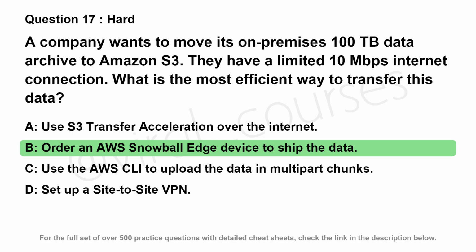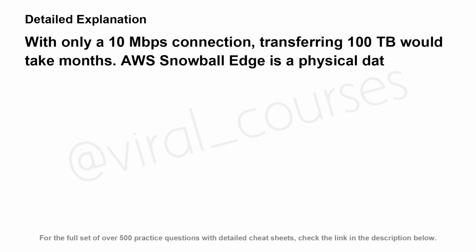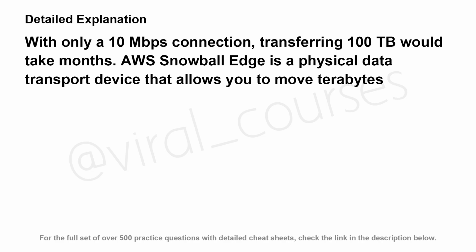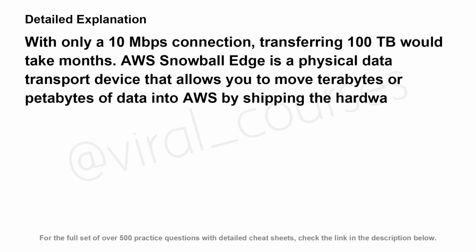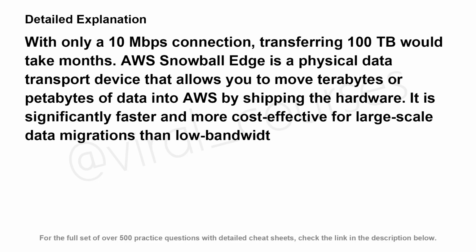The correct answer is B. With only a 10 megabits per second connection, transferring 100 terabytes would take months. AWS Snowball Edge is a physical data transport device that allows you to move terabytes or petabytes of data into AWS by shipping the hardware. It is significantly faster and more cost-effective for large-scale data migrations than low-bandwidth internet connections.